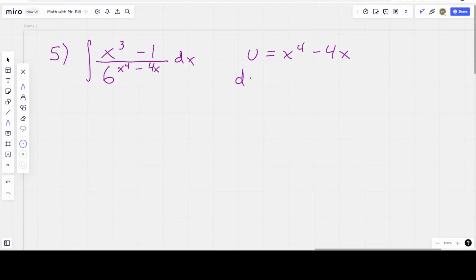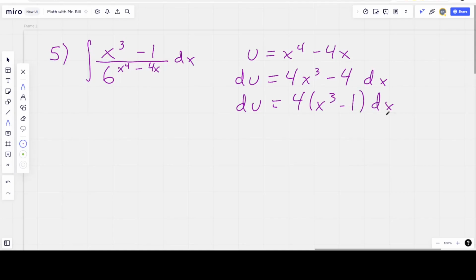And so du then is going to be 4x cubed minus 4 dx. Well, that's nice because there's a common 4 in there, and I'm going to go ahead and take that out. Let's get 4 times x cubed minus 1 dx. So there's my x cubed minus 1 dx. I just got to bring the 4 over to the du, and I can replace everything. So I'm going to bring that 1/4 over. So 1/4 du now is going to be x cubed minus 1 dx.